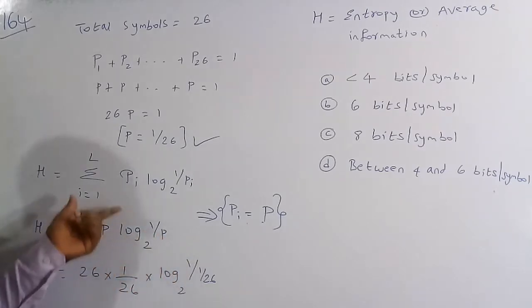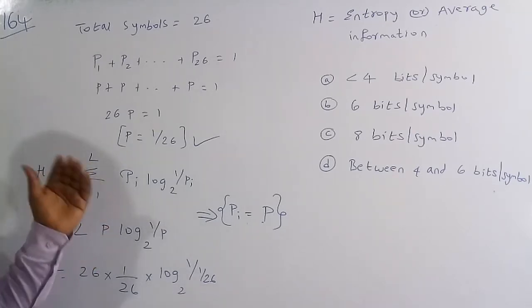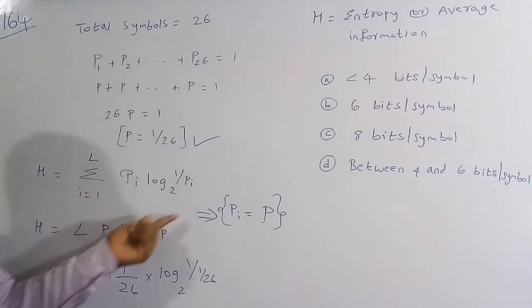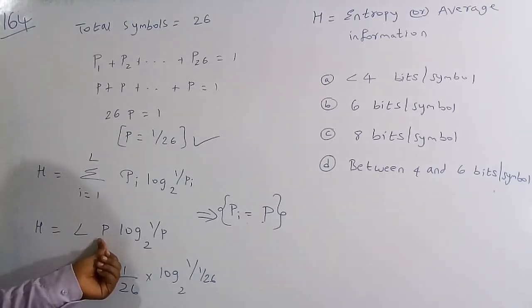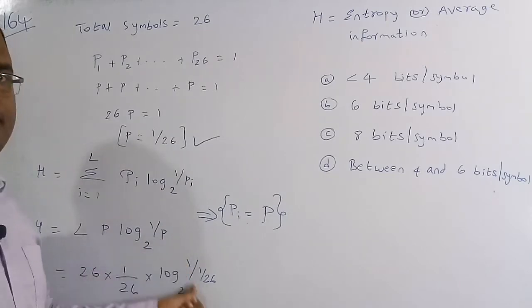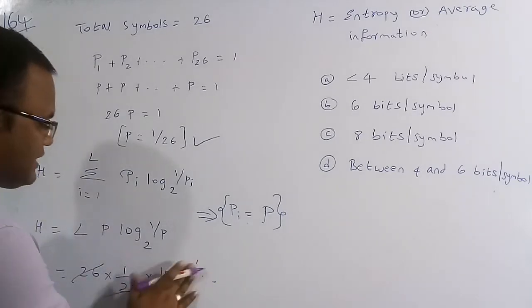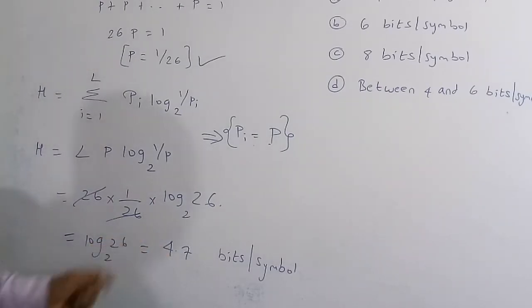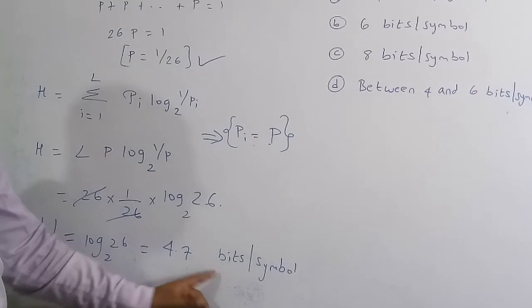This formula converges to this only when all the symbols have the same probability. So L is the number of symbols, which is 26, and the probability of each symbol is 1 by 26. So here P is 1 by 26. If you do this, the 26 gets cancelled. So 1 by 26 gives us 26 inside the log. So log 26 with respect to base 2 is 4.7. So the total entropy, or the average information, is 4.7 bits per symbol, meaning for each and every symbol we are going to use this many bits.